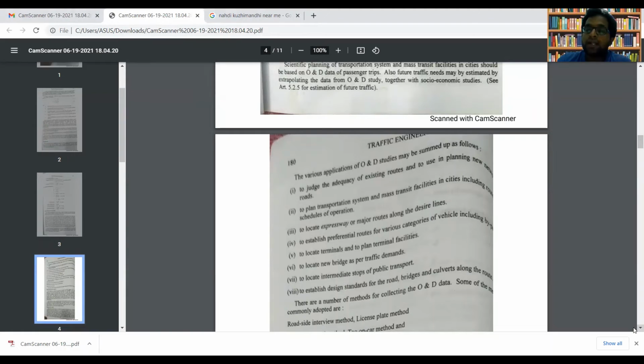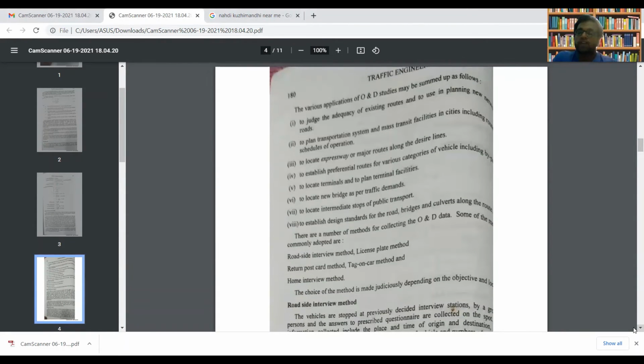This is the first application, to judge the adequacy of existing routes and also for planning new routes. Second one is to plan the transportation systems and also mass transit facilities in cities. Third one is locating expressways or major routes. For locating expressways and major routes, this O&D survey is very much important. Fourth one is for various categories of vehicle for establishing the preferential routes. Next one is to locate the different terminals and to plan the terminal facilities. Next one is to locate the new bridges as per the traffic demand. And finally, to establish the design standards for roads, bridges, culverts, etc. along the route. So these are the different applications.